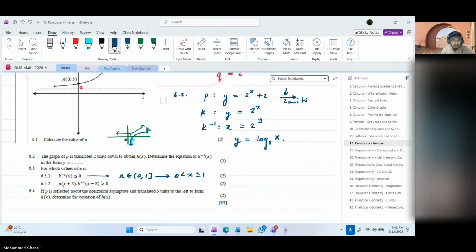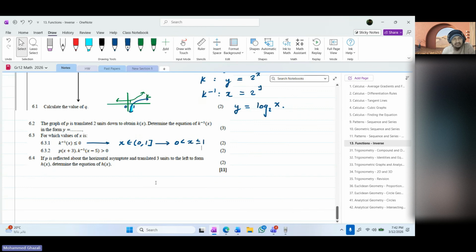Next one. What is p of x plus 3 times k inverse of x minus 5 is greater than 0? How are we supposed to solve this problem? Something very different and unique.